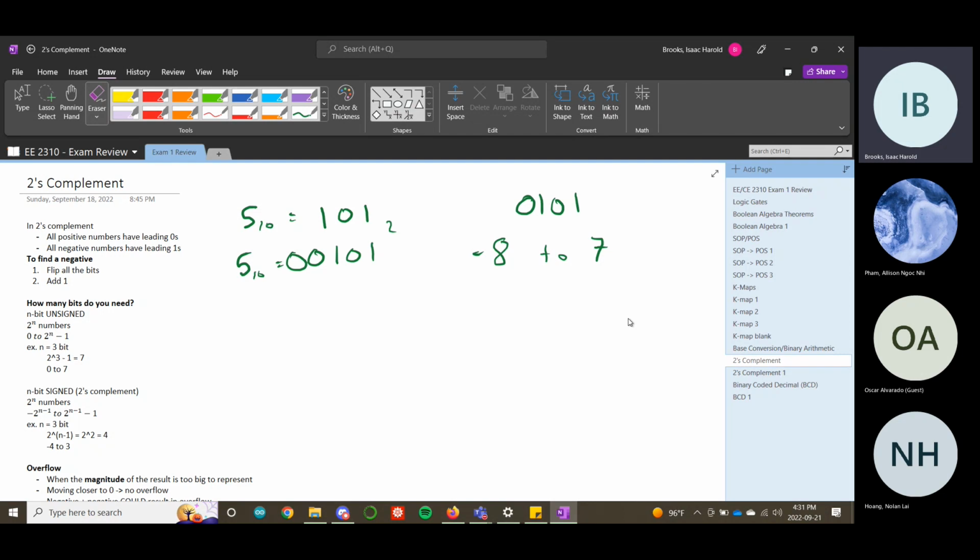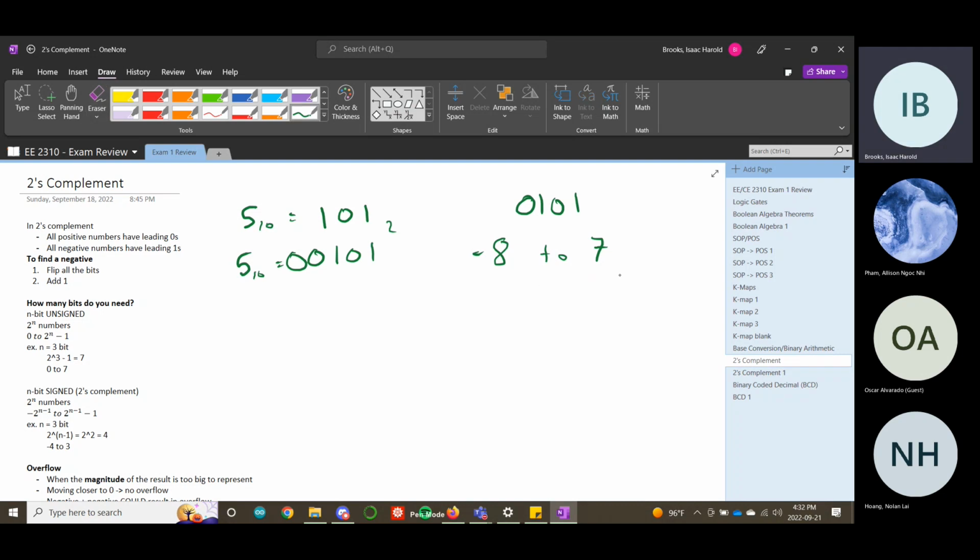And they might tell you that. They might say 4-bit 2's complement, or they might give you a range of numbers. It might also just say subtract these 2 binary numbers. But anytime you have to make a negative binary number, you'll use 2's complement. So it might not say do 2's complement specifically, but you have to recognize that anytime you're subtracting or adding a negative number, that negative number in binary is going to be 2's complement.